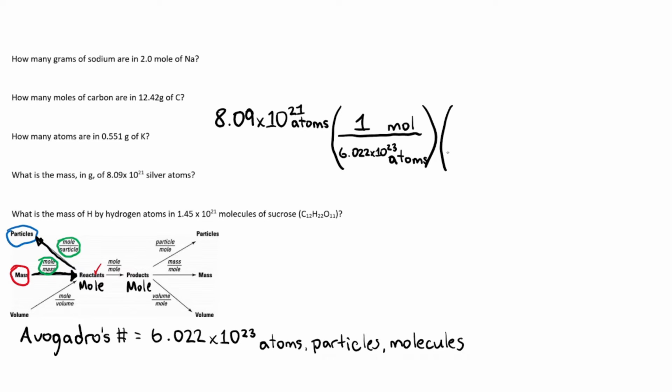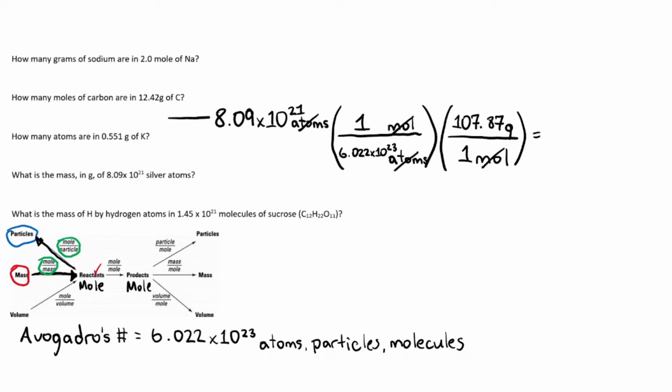Now we have to go from moles to grams. So for every 1 mole of silver, we get 107.87 grams. And that's how you set up this problem. Now we need to cancel our units, and we're left in grams.